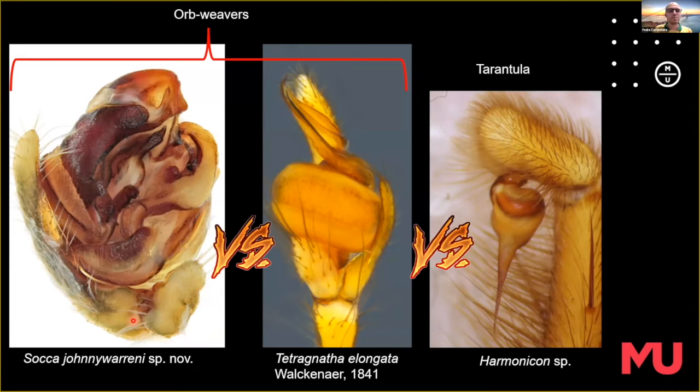So here you can see one of our new species, and the different number of sclerites that are present in the pedipalp. You can see, for example, the radix, the median apophysis, the terminal apophysis, etc. While in the tetragnathid and in a tarantula, you can't see this. You have the embolus, but you don't have this number of different sclerites.